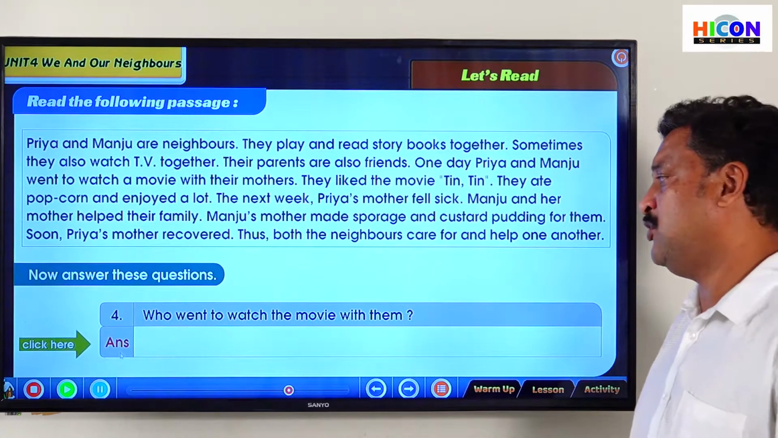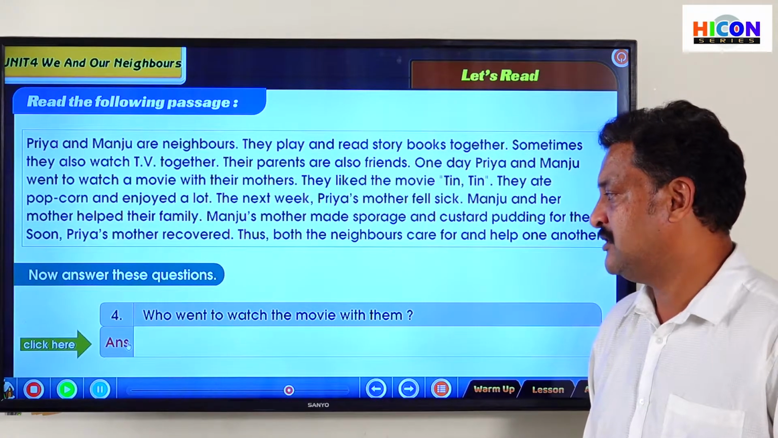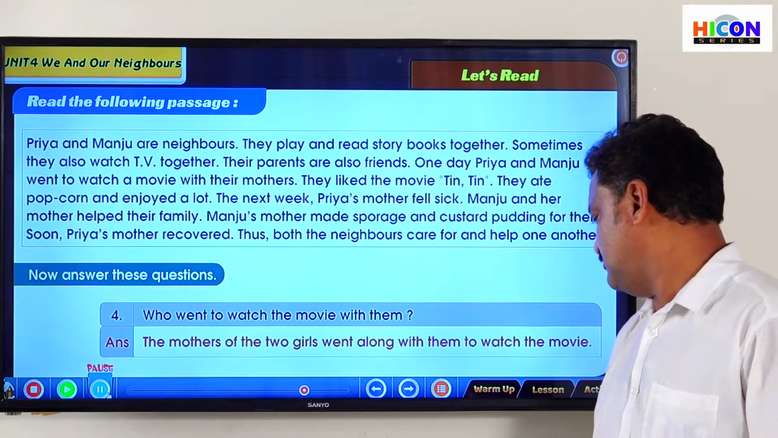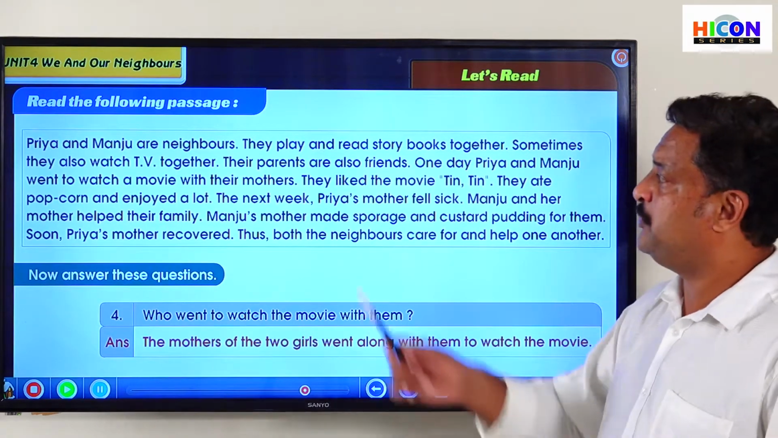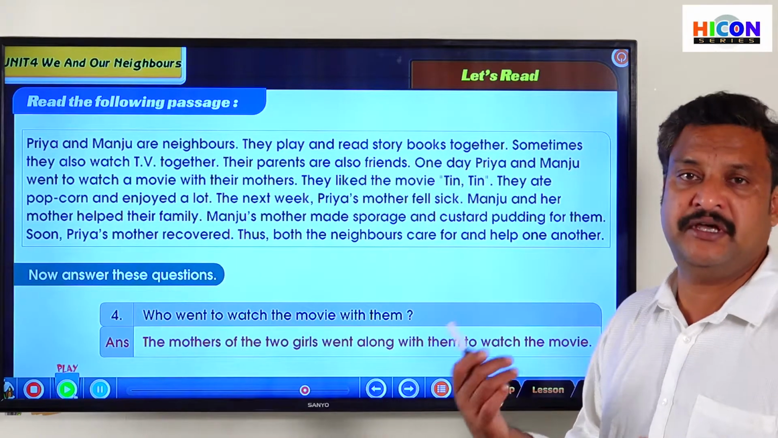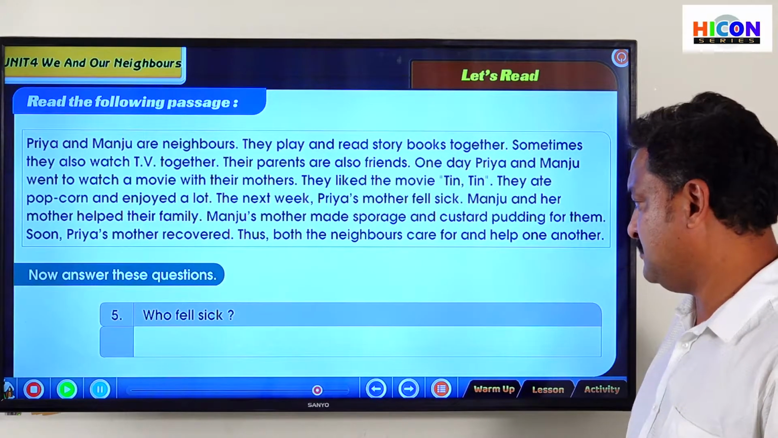Who went to watch the movies with them? So was it that both the girls went alone? No. Then who went along with them? The mothers of the two girls went along with them to watch the movie. Both Priya and Manju went to watch the movie Tintin along with their mothers. Right? Now the last question.